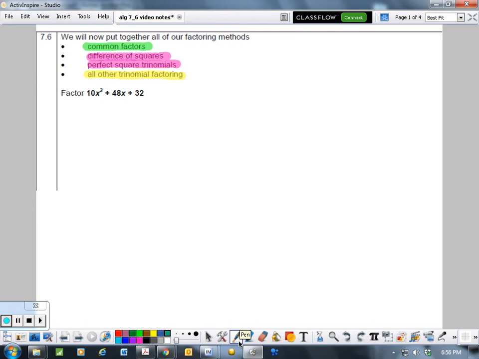So the very first thing we do is we look at our problem and we decide, hey, what's my greatest common factor? What can all of these be divided by? When I look at them, okay, they're all even, so they all can be divided by 2. This can be divided by 5, but the others can't. It looks like only 2 and 5 go into the 10, so 2 is my greatest common factor. So I pull out that 2 and I divide, so I get 5x squared plus 24x plus 16.